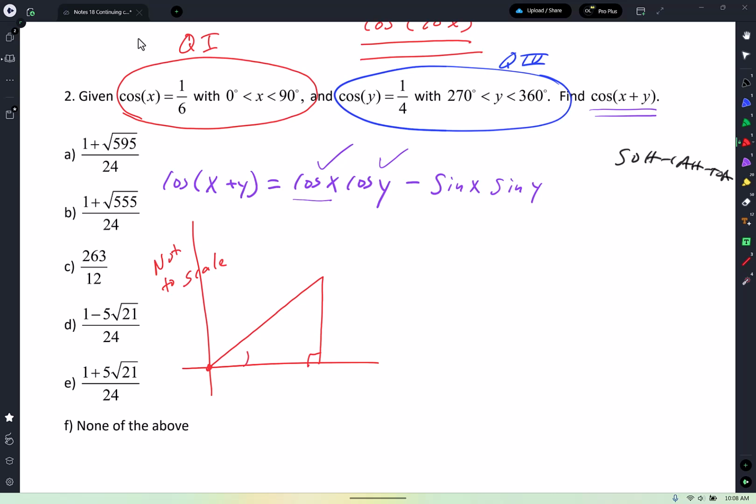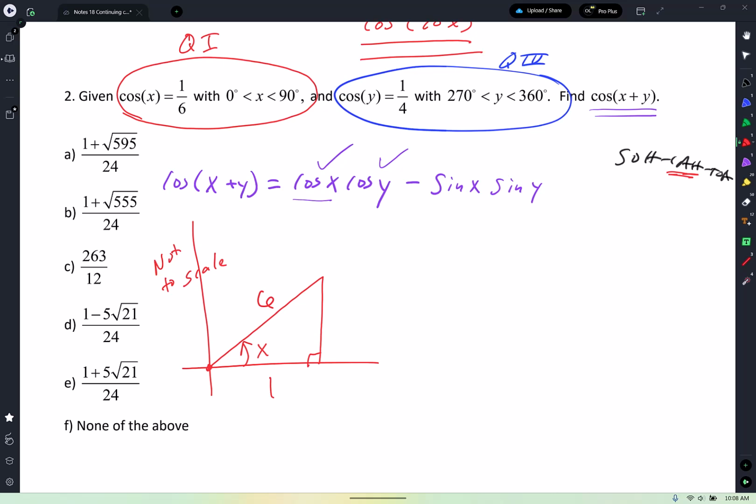Angle X is this one. Label your angles. That's angle X. Cosine is what over what? Adjacent over hypotenuse. So what's adjacent to angle X? This guy right here, 1. What's hypotenuse to angle X? Well, what's always hypotenuse? That's my right angle.